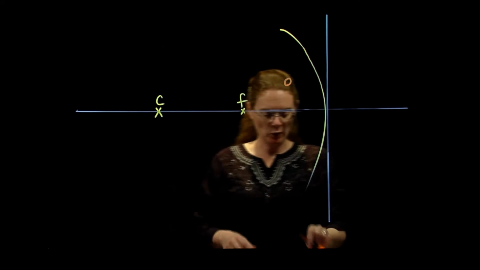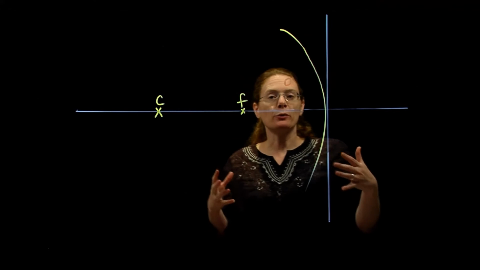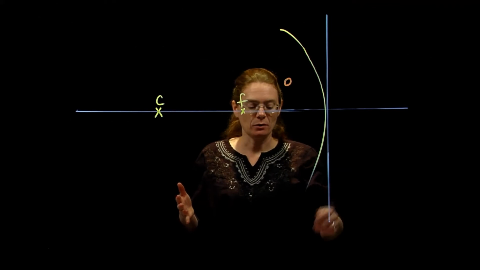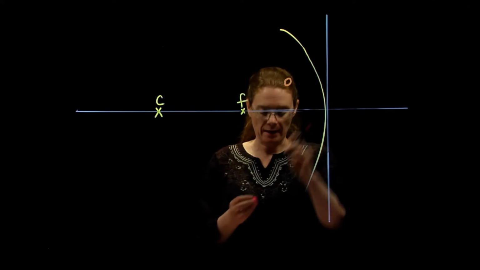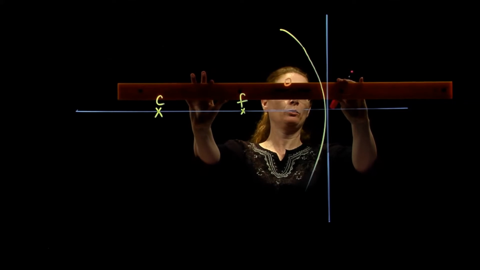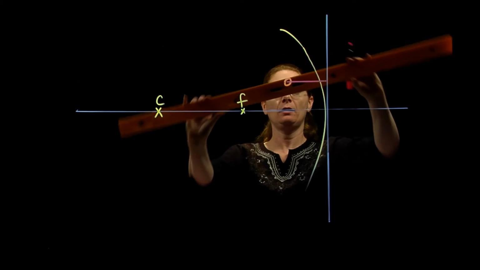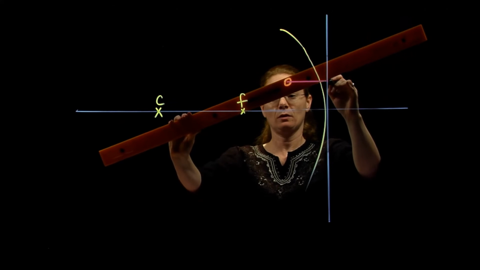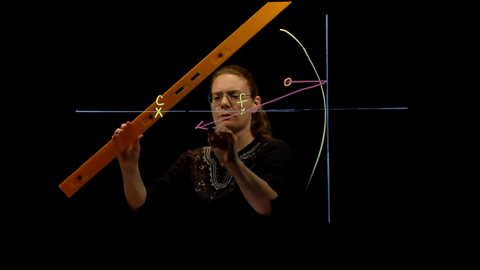There. Okay, so concave mirror again, we know where the focal length is. It's the same three rays that we did the last time. So our first ray comes out parallel to the axis and goes through the focal point. So we have a ray coming out parallel to the axis, and then it goes through the focal point. All right, that's roughly straight.